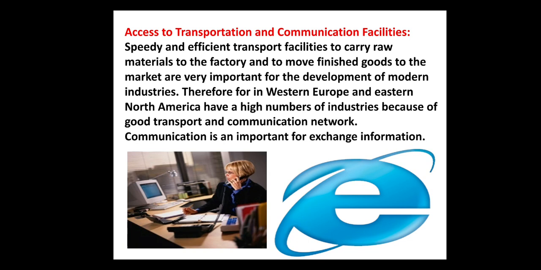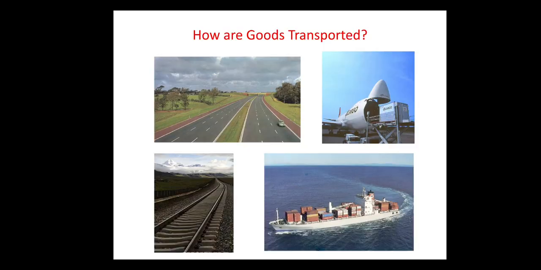Another reason this region has more industry is that it has better transport and communication facilities. So transport and communication are a very important factor that almost all industries are dependent on or affected by. Transport and communication means we have to look at all the modes of transport: land transport, air transport, water transport. Some industries need air transport, some need land transport, and some need water transport.